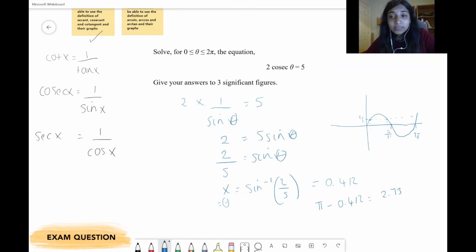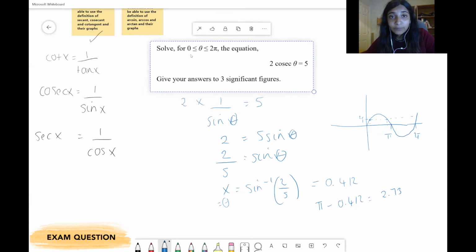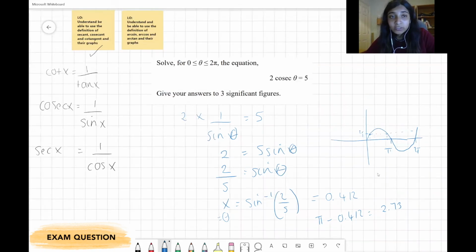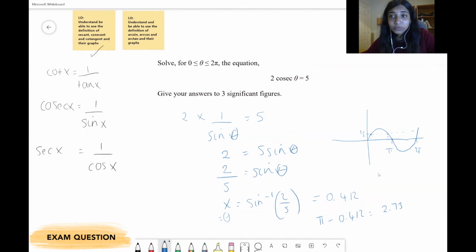And then the last thing, because they've given you the range for which they want you to work out the values of the angle, just make sure you draw out the graph and see how many solutions there are, and then what those solutions would be. That last step is really important, and many students would lose out on that extra mark. So just make sure you do draw out the graph, and then you'll be able to solve for all the values. So now let's move on to the arcsine, arccos, and arctan and their graphs.